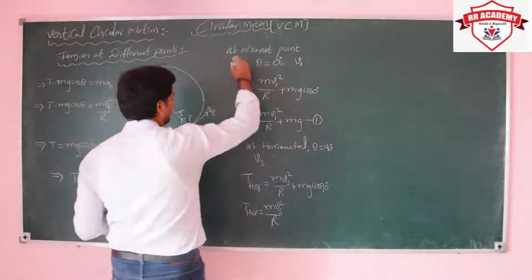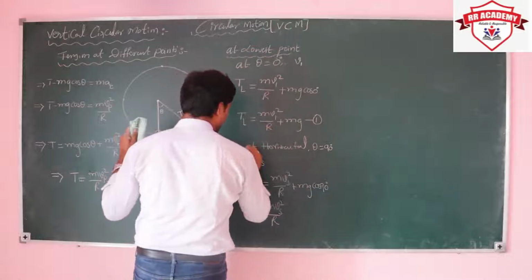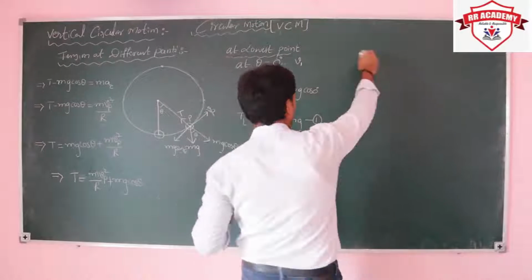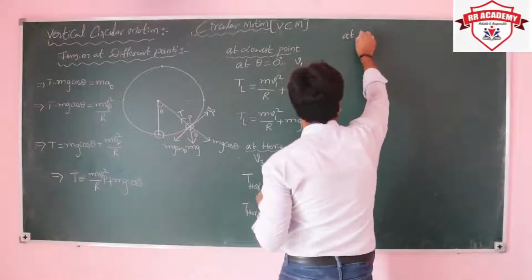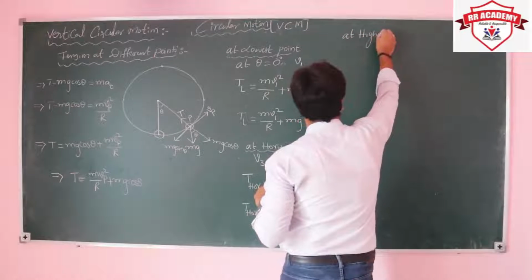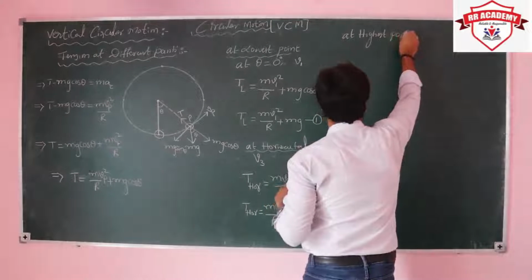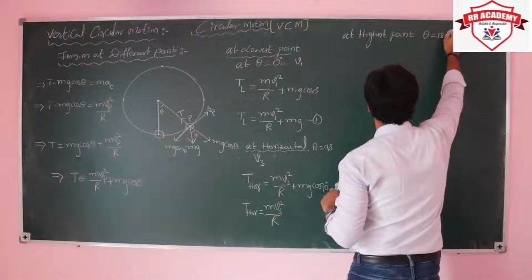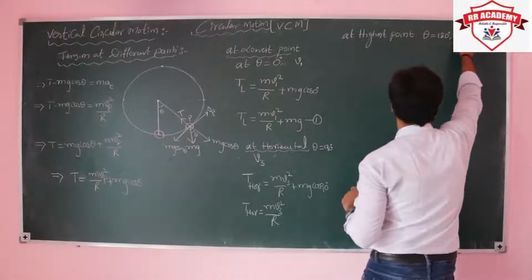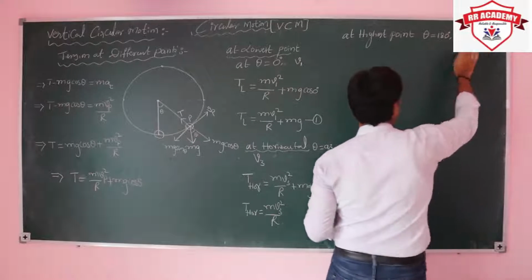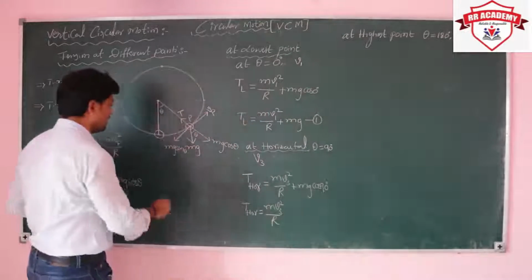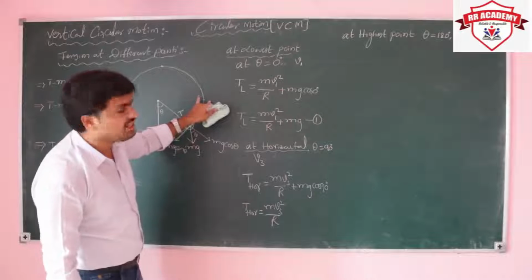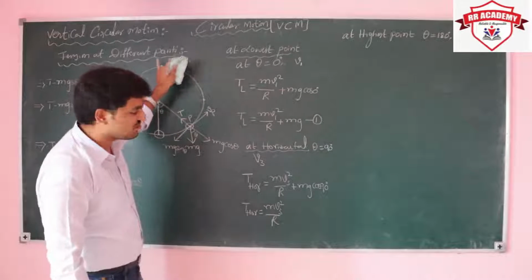This is at the lowest point and this is at the horizontal point. And also find the tension at the highest point. There theta is equal to 180, and the velocity is equal to V2. We know that the velocity at the lowest point is V1, the velocity at the horizontal position is V3, and the velocity at the highest point is V2.